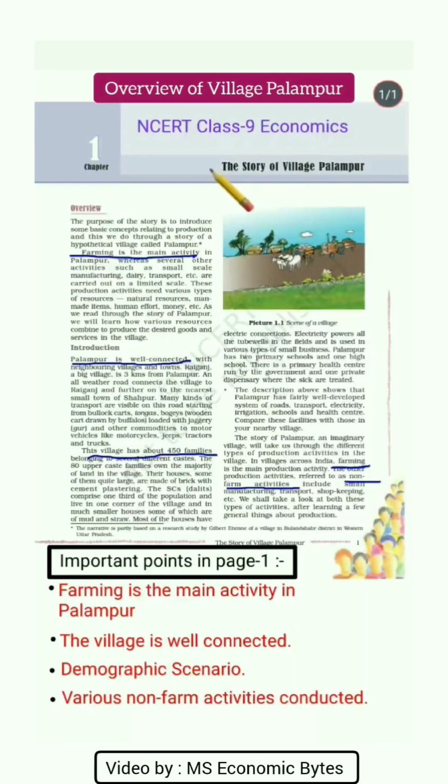Hello everyone, today we are starting with the first chapter of Standard 9 NCERT economics book. On the first page, we get an overview of the village Palampur, like farming being its main activity, the connectivity of the village, the demography and other types of economic activities that are conducted in the village.